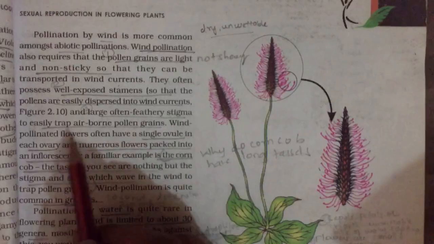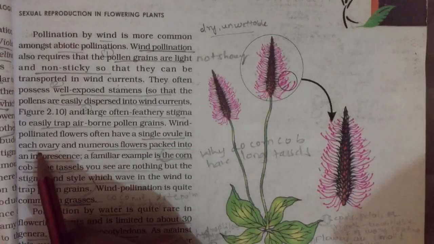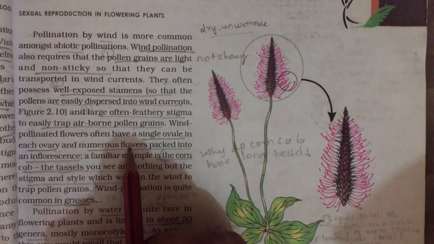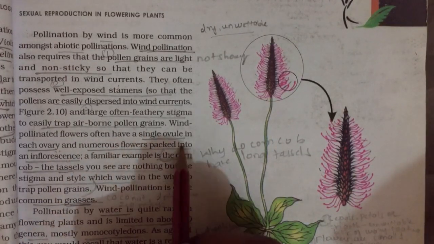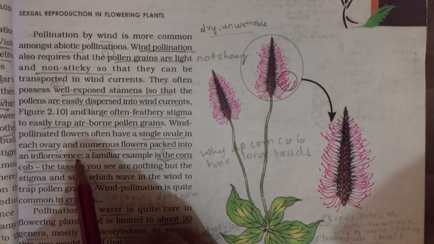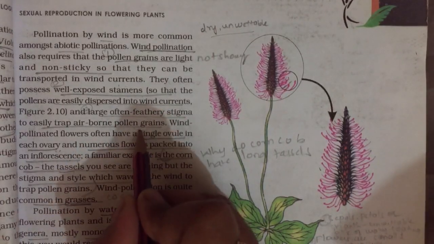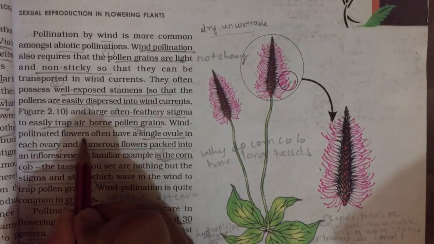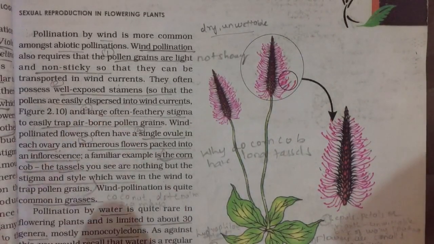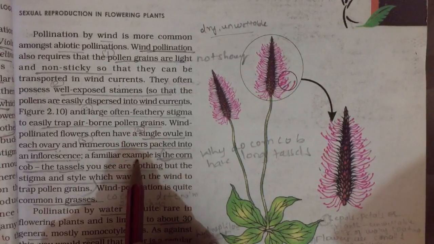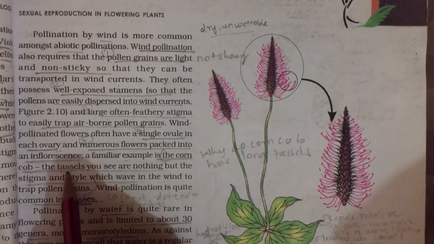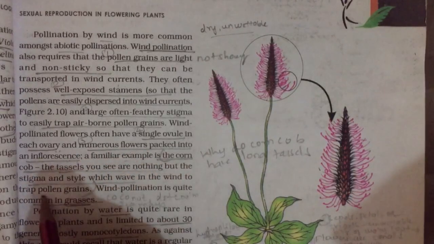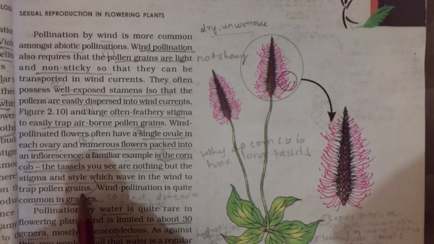Next, wind pollinated flowers often have a single ovule in each ovary. One ovule in each ovary, and numerous flowers, which means many flowers packed into an inflorescence. So single ovule in each ovary will be the fourth point, and numerous flowers packed in an inflorescence will be the fifth point. Example, they have given the corn cob tassels. The tassels you see are nothing but the stigma and style which wave in the wind to trap pollen grains.